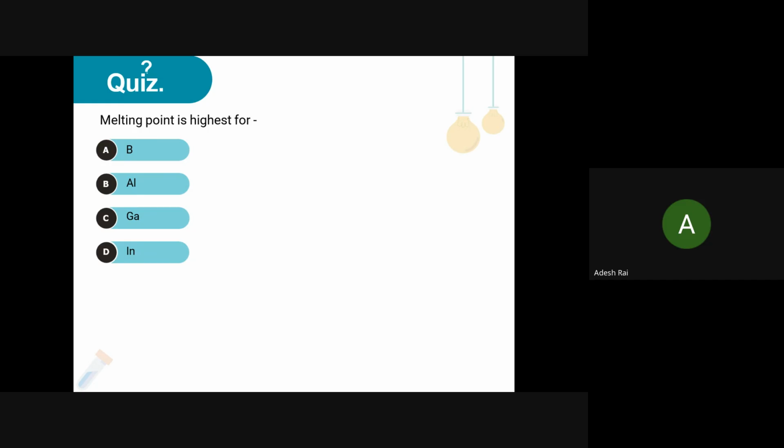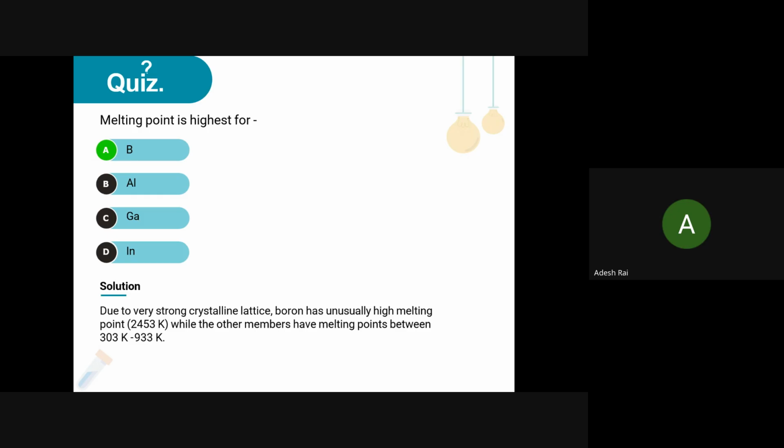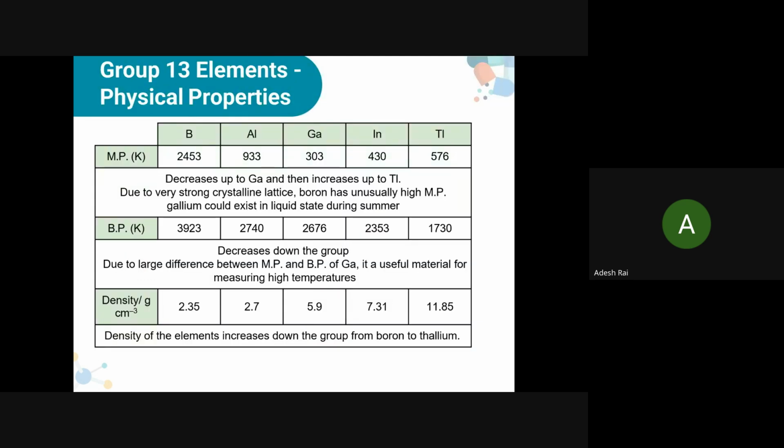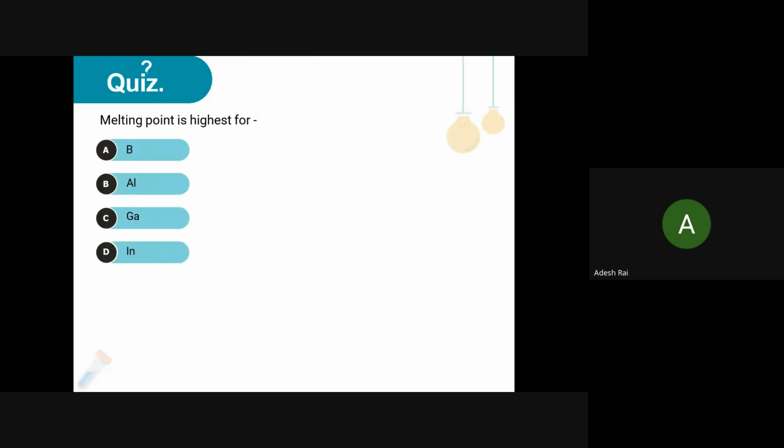Melting point is highest for? So, melting point trend is studied. First it decreases till gallium and then it increases till thallium. Decreases means, so highest will be for what? It will be highest for boron, no? Just now we studied melting point. See, what is written over there? Decreases up to gallium and then increases up to thallium. So from boron to gallium it will decrease, then again it will increase. Don't forget this line. Okay?